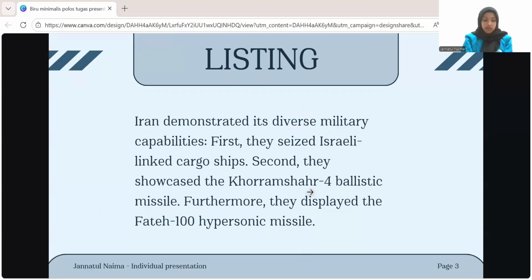Next, the slide is a listing. Iran demonstrated its diverse military capabilities. First, they seized Israel linked cargo ships. Second, they showcased the Khorramshahr ballistic missile. Furthermore, they displayed the Fateh 100 hypersonic missiles. In the slide, we can see a listing pattern. I identified this because the author lists multiple military assets using signal words like first and furthermore.